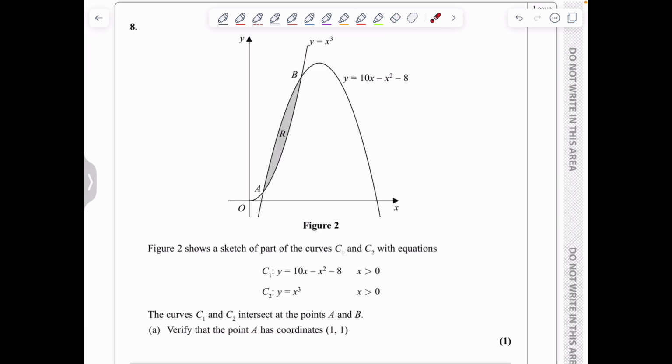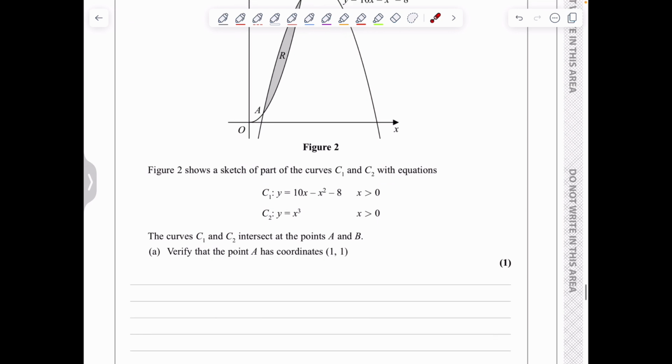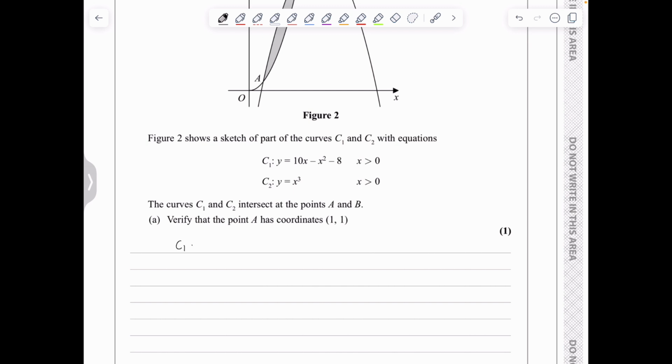In question 8, we've got two curves, C1 and C2, with the given equations, and we need to verify that the point A over here shown on the diagram has coordinates (1, 1). In other words, we need to verify that this point lies on both the curves. So let's start with C1. I will be substituting x = 1, hoping to get that y = 1. We get that y is 10 times 1 minus 1² minus 8, which turns out to be 1. And for C2, when x is 1, we get that y is 1³, which is also 1. And therefore, we conclude that A has coordinates (1, 1).